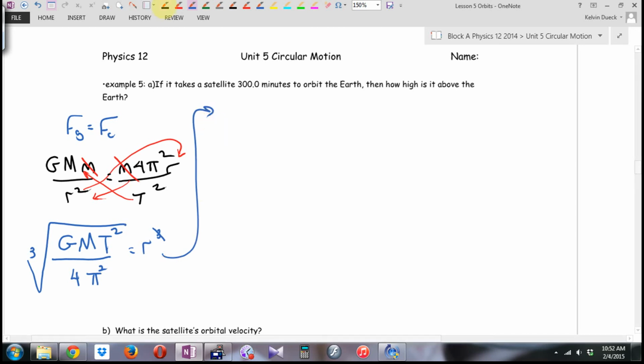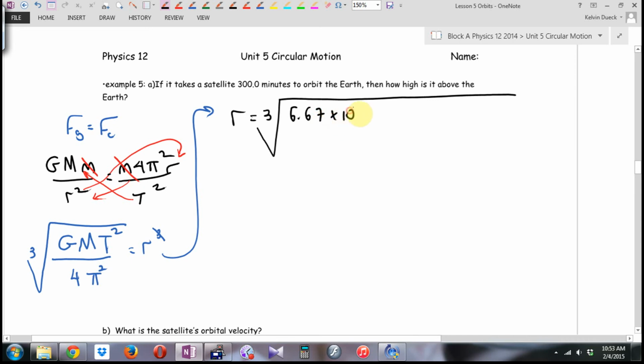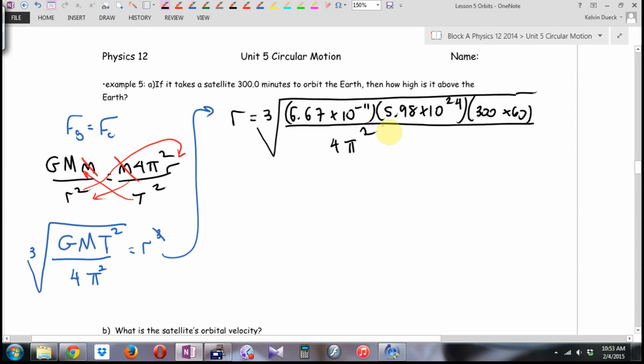So how do I write that? Cube root. And now it's going to be your job to find your cube root button in just a second. Let's first of all fill in the numbers because we have to make some adjustments here. R is going to be the cube root of 6.67 times 10 to the negative 11, 5.98 times 10 to the 24th. Folks, they said 300 minutes. How do I convert minutes to seconds? Can I just go 300 times 60 right in the brackets? Because I'm going to do it anyways, why not just do it there on the fly? Divided by 4 pi squared.